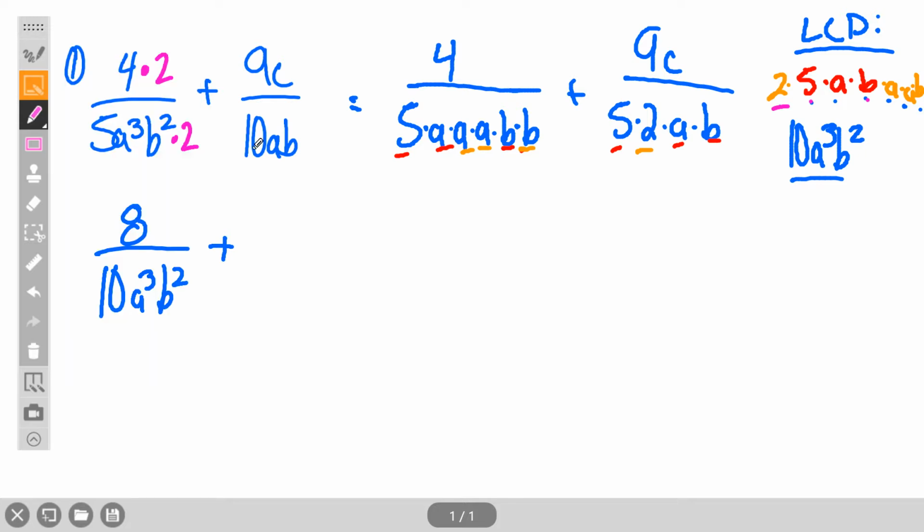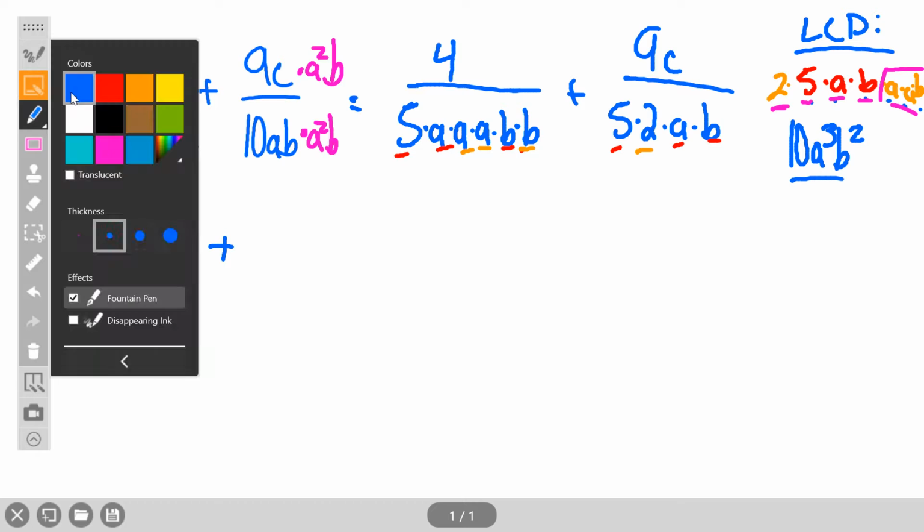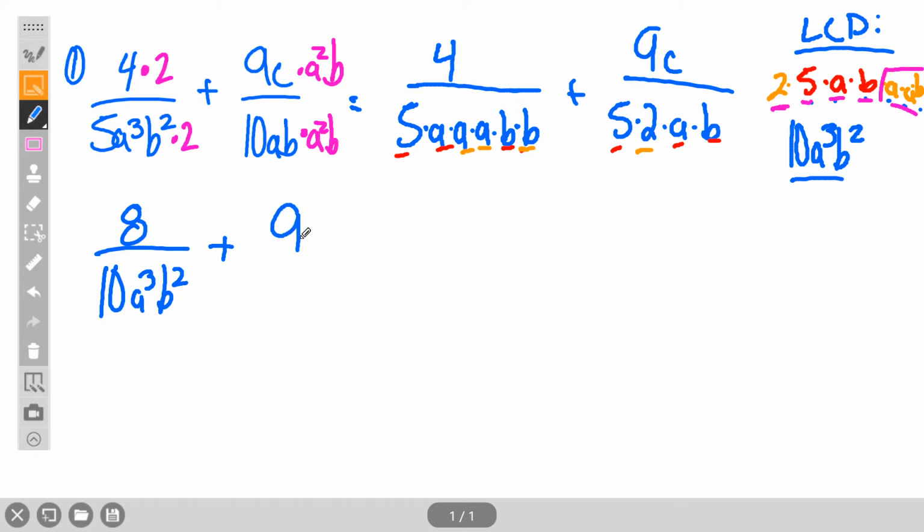Now for this one, 10ab, it has the 2, it has the 5, it has an a, and it has a b. What it's missing is the last 3, a squared b. So we need to multiply that by a squared b. We also have to do that to the numerator. So that becomes 9a squared bc over 10a cubed b squared.